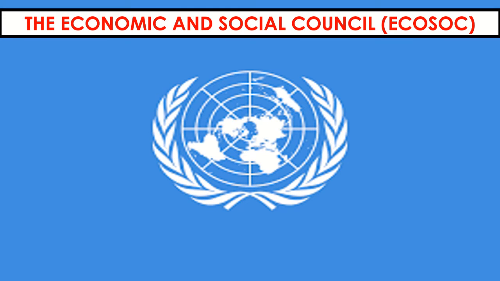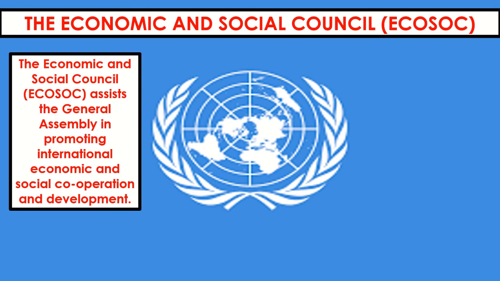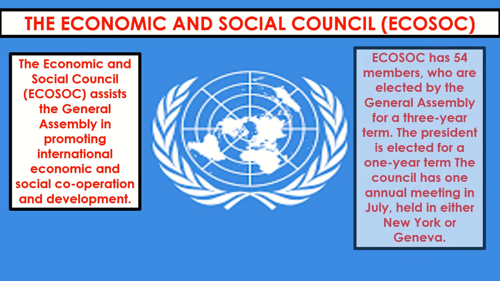The Economic and Social Council, ECOSOC. The Economic and Social Council, ECOSOC, assists the General Assembly in promoting international economic and social cooperation and development. ECOSOC has 54 members who are elected by the General Assembly for a 3-year term. The President is elected for a 1-year term.